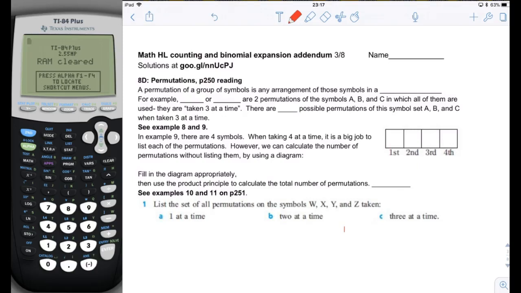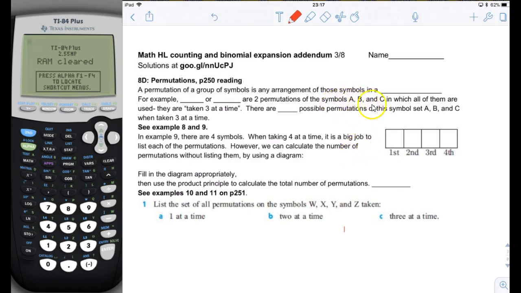Page 3 of binomials addendum. We're going to talk about permutations here. A permutation is an arrangement of different symbols where the order matters. I think it's easier to understand if you take a specific example.